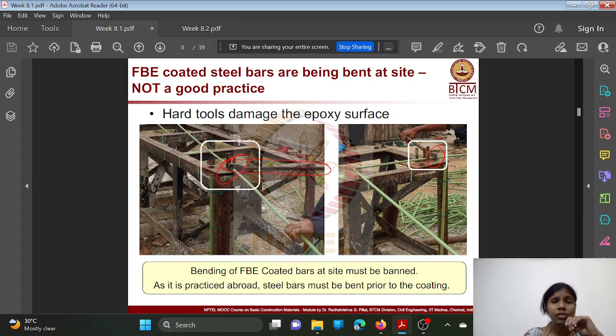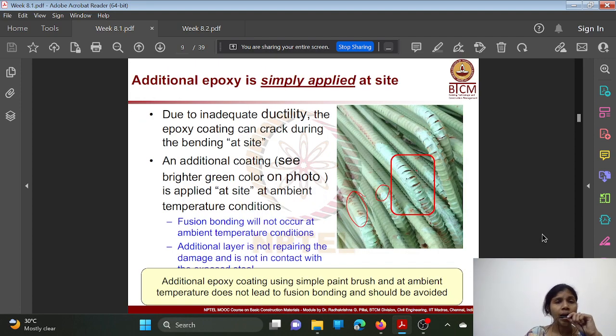Prior to the coating itself we have to bend it. And see, additional epoxy is simply applied at the site. After bending, due to inadequate ductility, the epoxy coating can crack during the bending at site. See, if a straight bar is taken and it is bent at the site, there won't be enough ductility. It will be of brittle nature. The coating will be of brittle nature after drying, right? So due to inadequate ductility, the epoxy coating can crack during the bending at site.